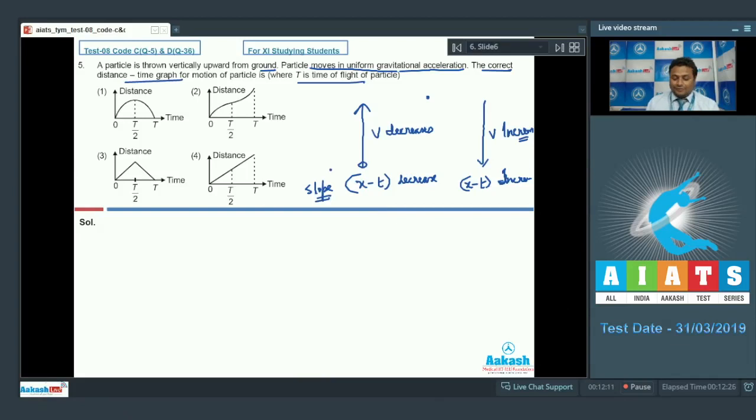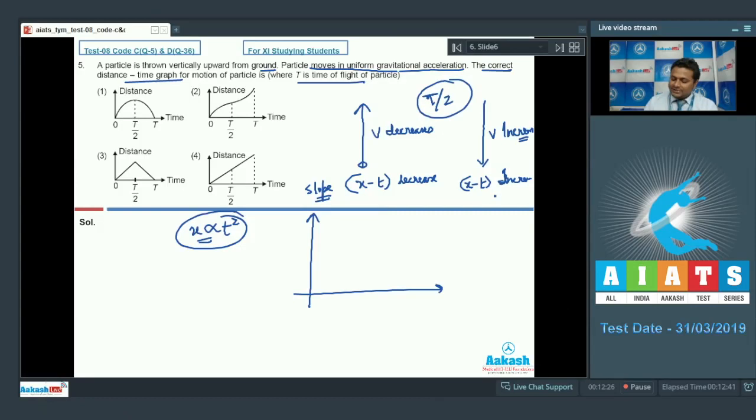Now we know very well, for uniformly accelerated motion, the distance x is proportional to t square. So the graph will be of parabolic nature, and this is the highest point at half of the time of flight, and this is after time t. So this is 0, this is t by 2, and this is at time t. Time axis, distance axis. Initially the speed is decreasing, during the first part of the journey, so the slope will decrease, something like this.